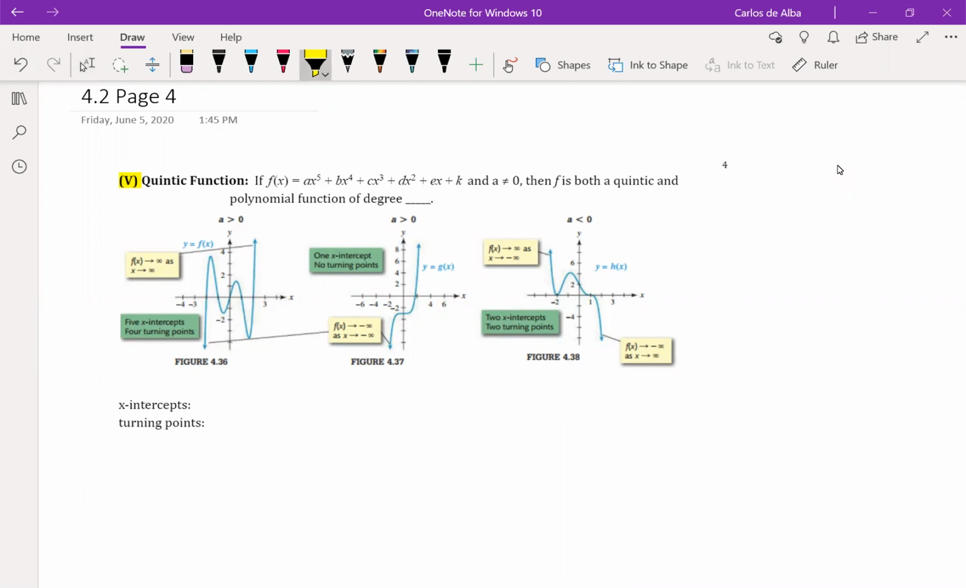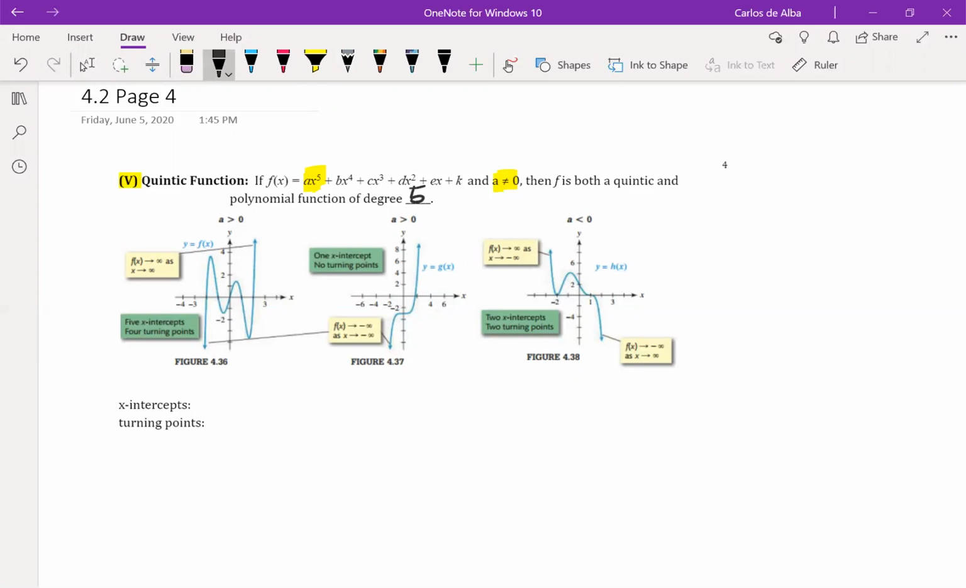And the reason we want that little a does not equal 0 is because that tells us that ax to the fifth is going to stay in the function. It's not going to go away. So the leading term has an exponent of 5, which, to answer the question, polynomial function of degree blank, we know that degree is going to be 5 because the leading term has an exponent of 5.